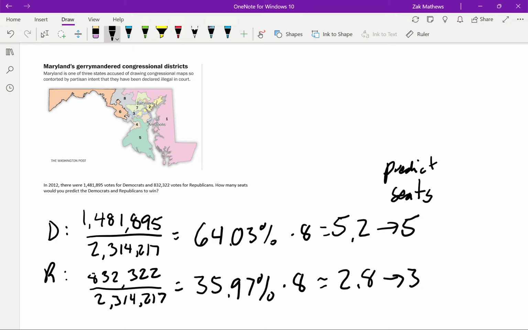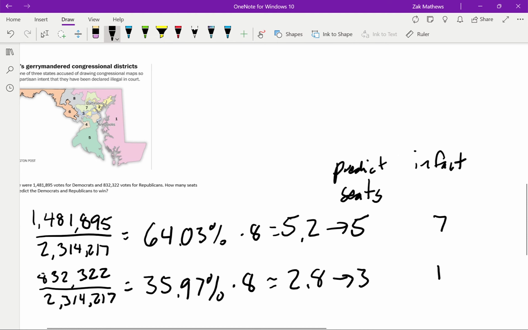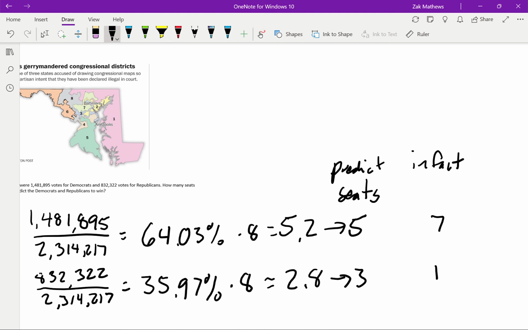But in fact, Democrats won 7, Republicans only won 1. And so if we do those percentages, Democrats won 87.5% of the seats, Republicans 12.5%. And those clearly don't match up with their percentages. So once again, we see that it's quite gerrymandered, in this case in the Democrats' favor. In this case, the Democrats were heavily favored.